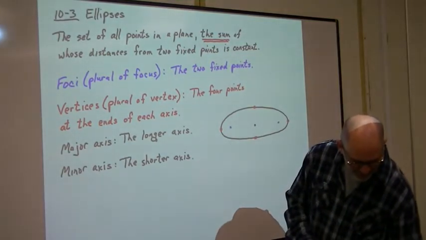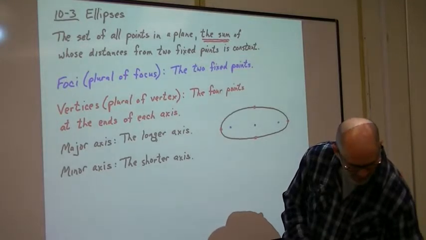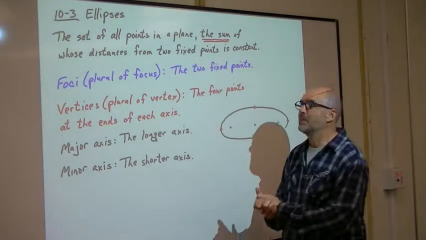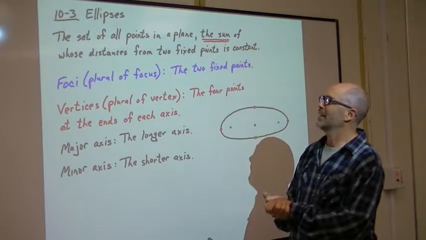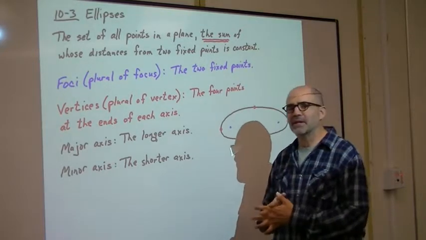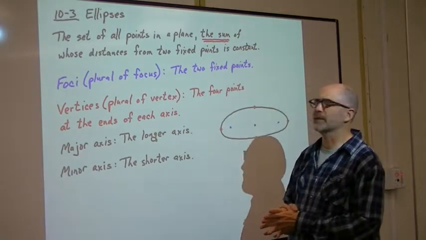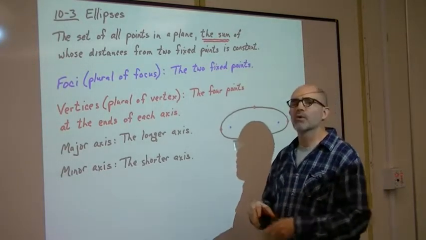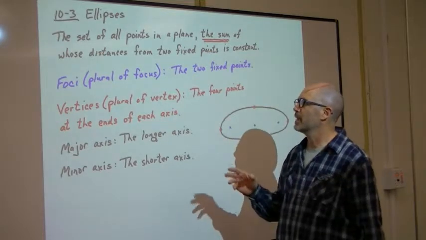So, we're beginning the juice of chapter 10. Ellipses, a little more challenging than circles because there's more variation in their shape.